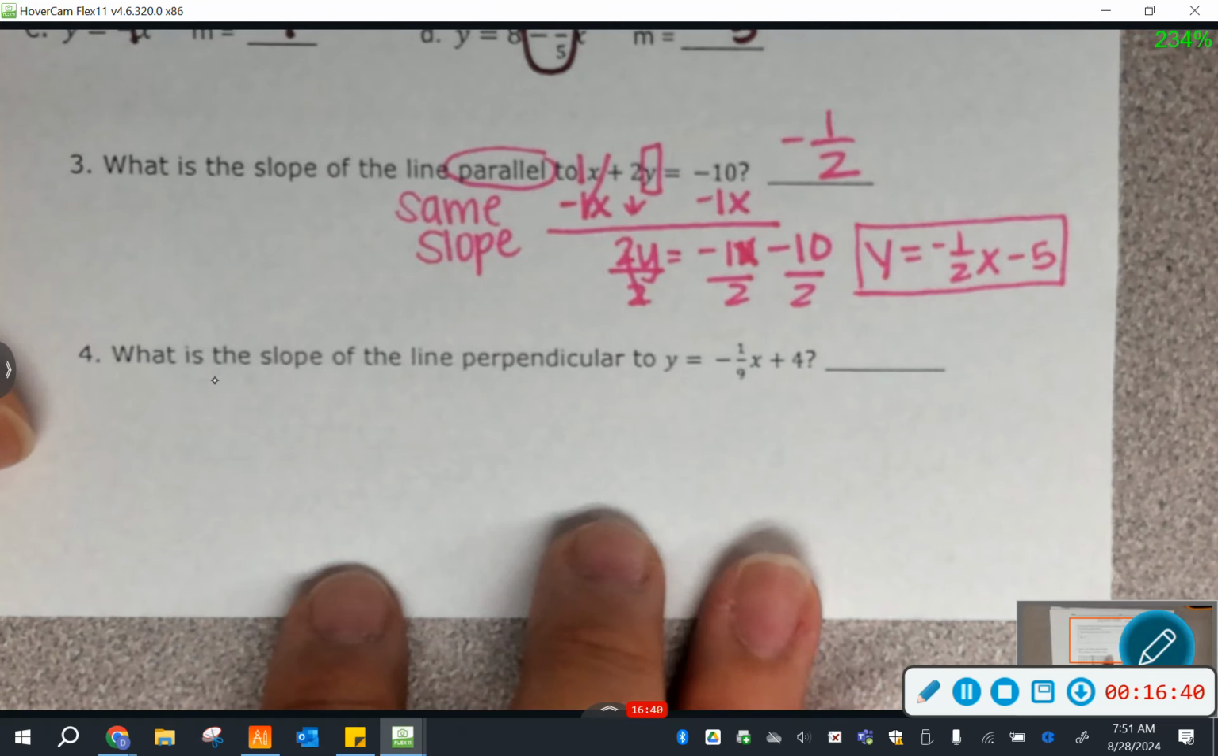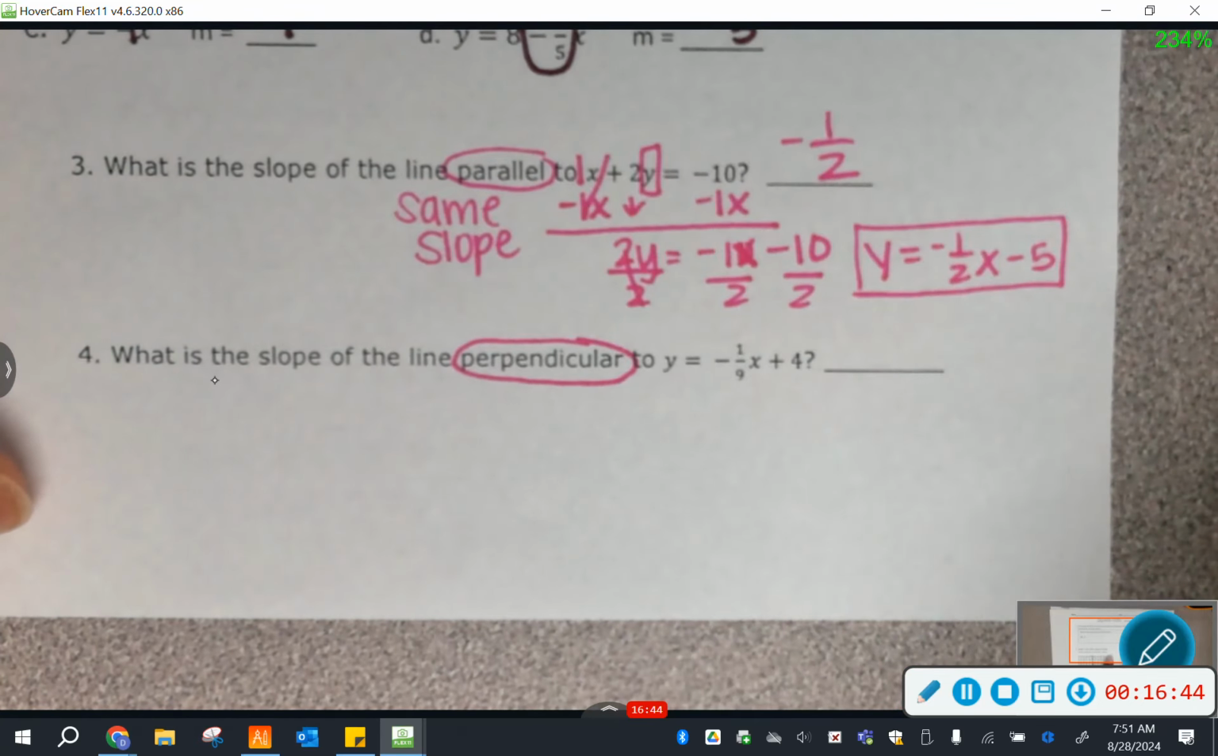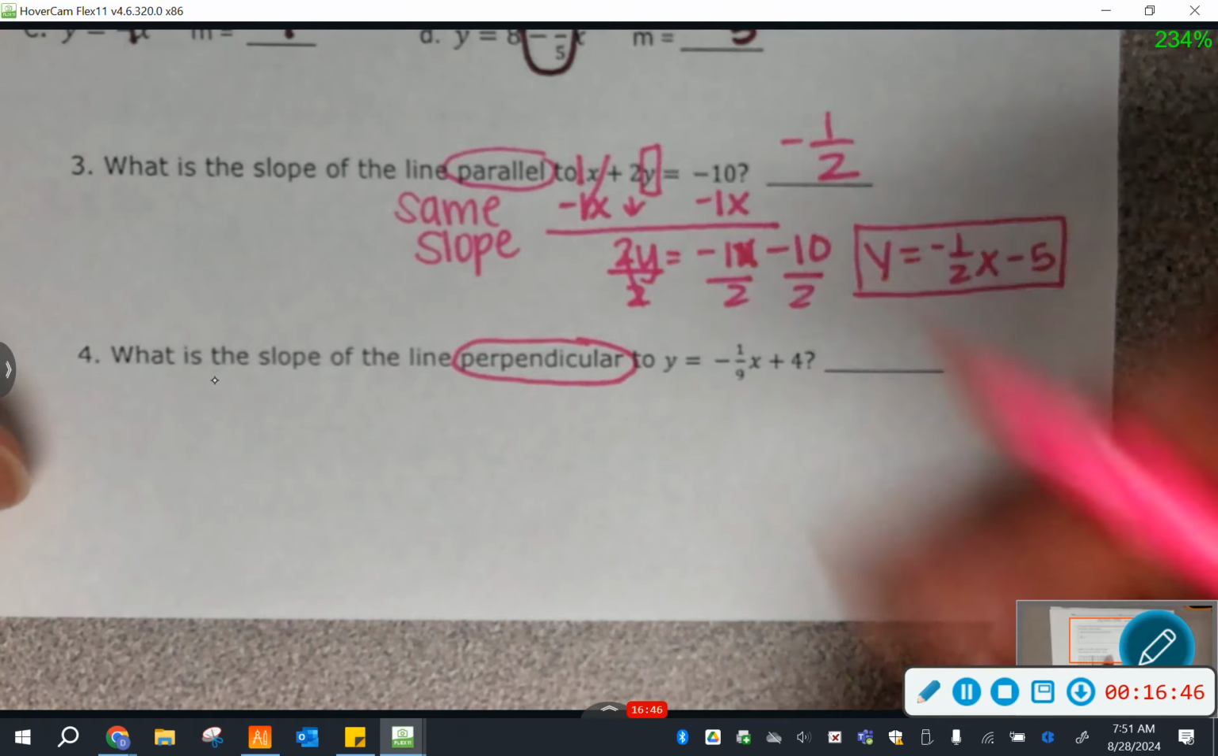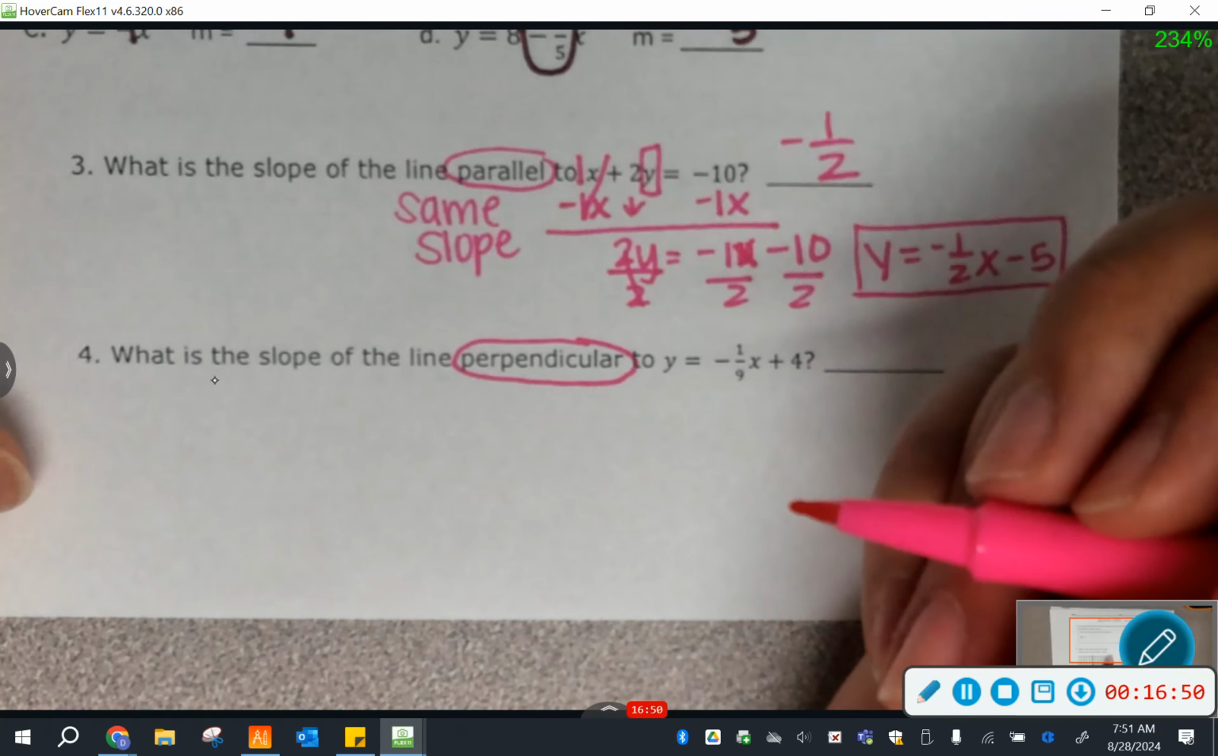Number 4 says, what is the slope of the line perpendicular? What do I do when I see the word perpendicular? What do I write, Lydia?